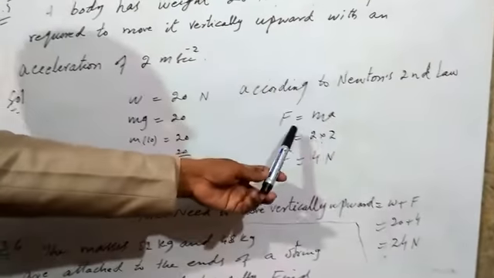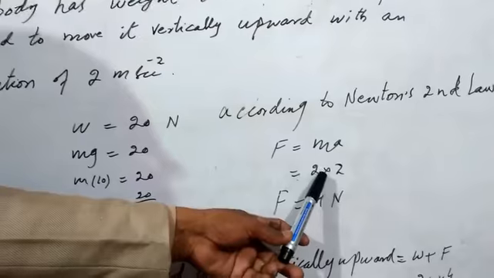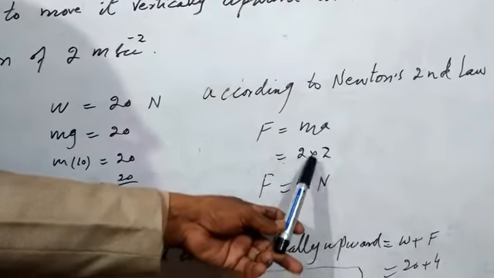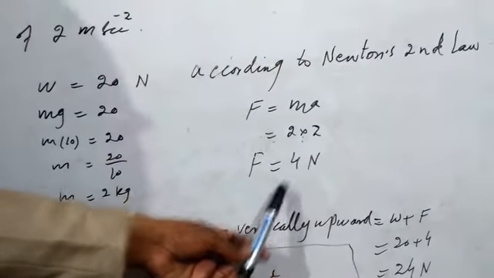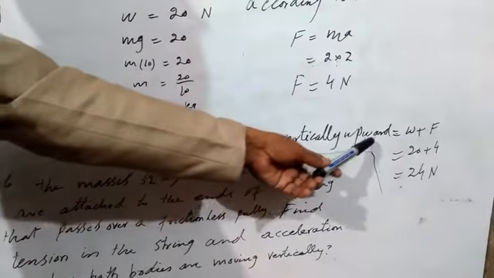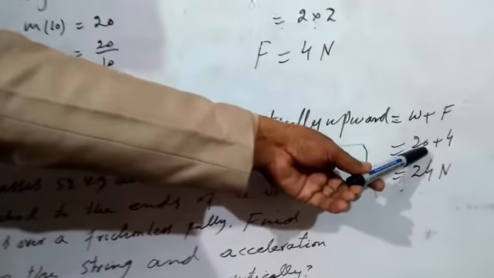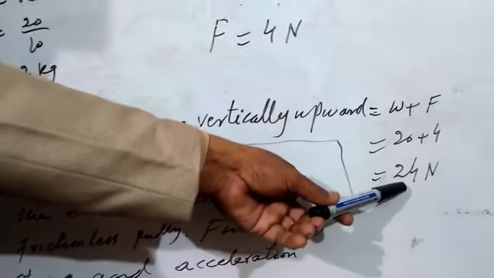According to Newton's second law of motion, F is equal to ma. By putting the value of m and a, we have 2 multiplied by 2, which is equal to 4 Newton. So force needed to move vertically upward is equal to weight plus applied force. So 20 plus 4, which is equal to 24 Newton.